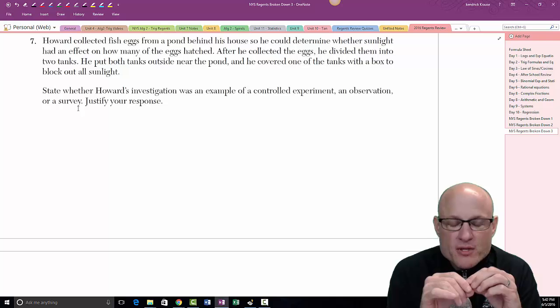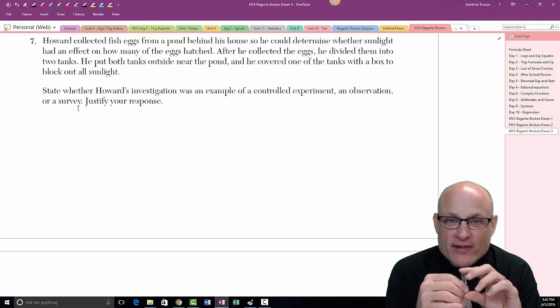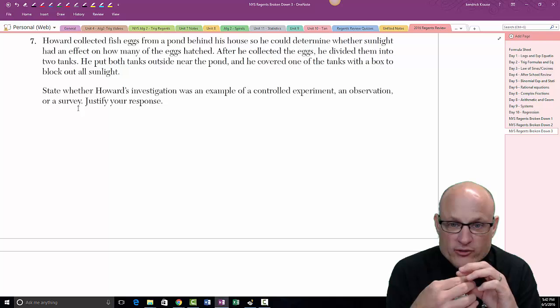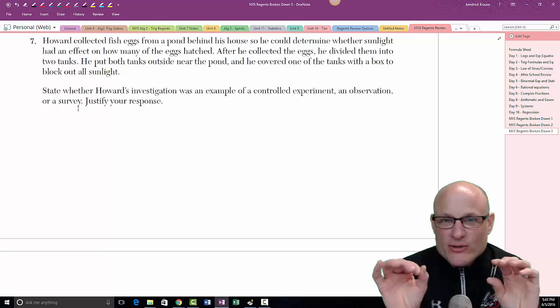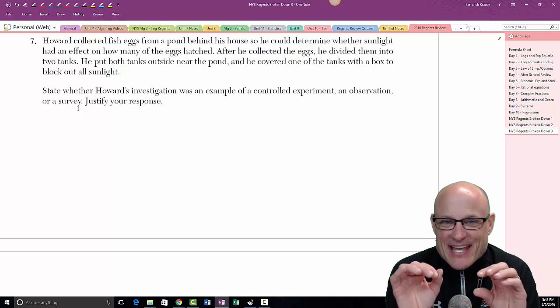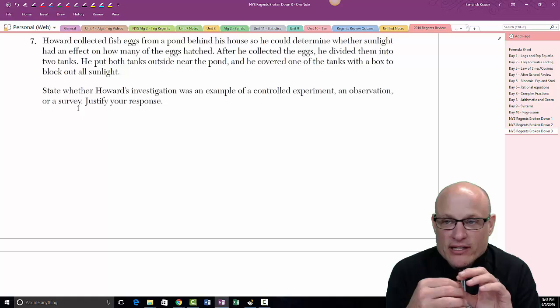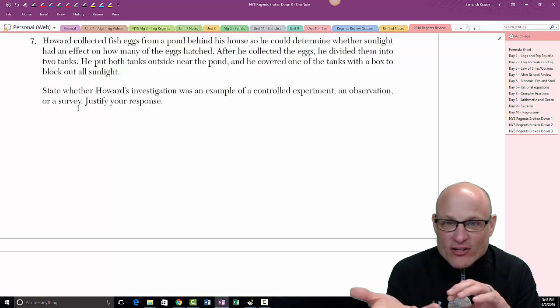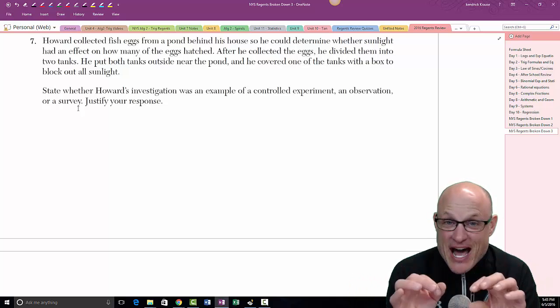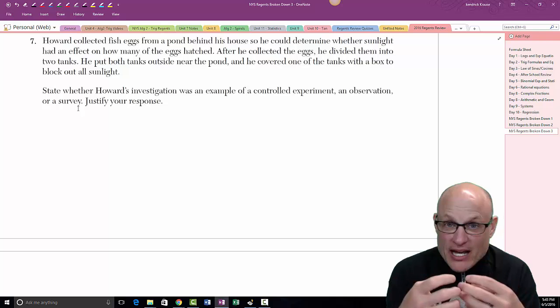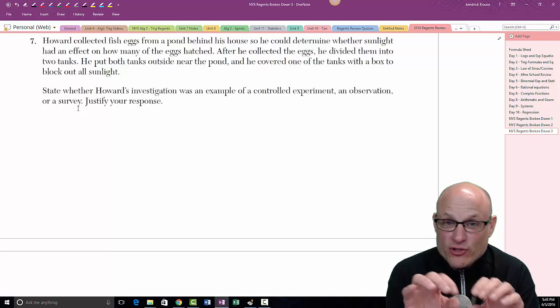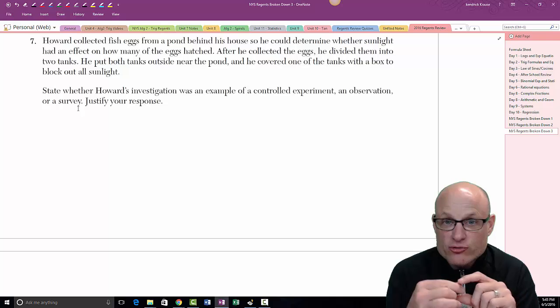Then we can do an observation. So you can observe what's going on. But if you're going to do an observation, you can't have your fingers in it. You can't be touching it. You can't be modifying it. You would have to find eggs that are in sunlight and eggs that are not in sunlight and observe what goes on, not collect the eggs and then split them up. As soon as you start putting your own fingers in it, then you're controlling what goes on.